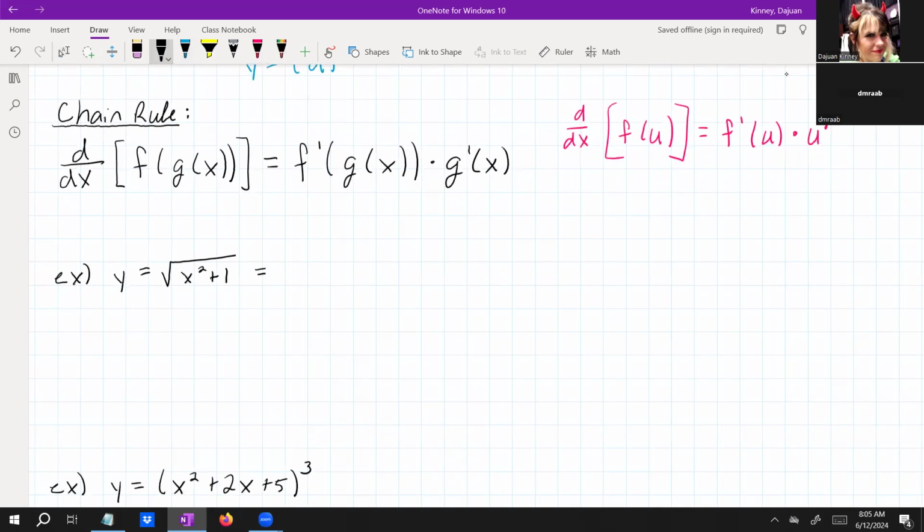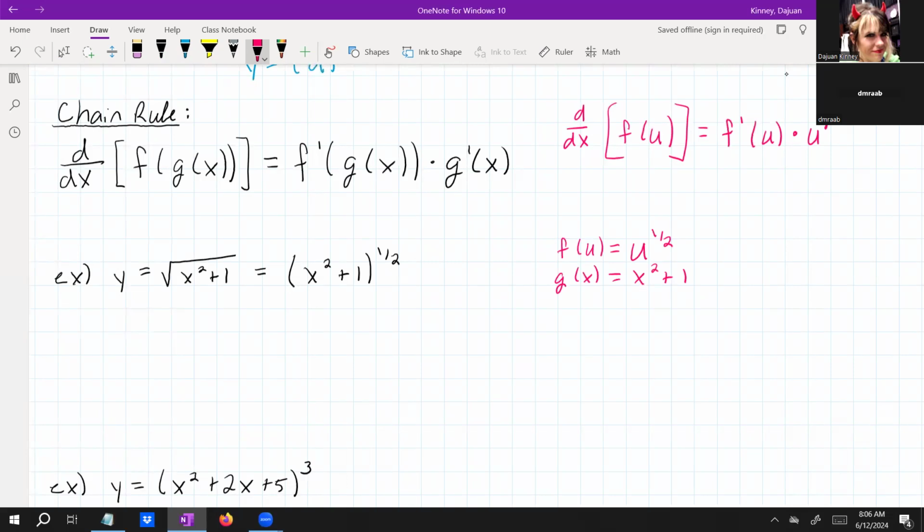All right, we're going to find some derivatives. First thing, I'm going to rewrite my problem because this is easier to deal with. All right, so my f in this case is the outer function. F of u is u to the 1/2. That's my outside function. So that means my g, my inside function, is the inside, x squared plus 1.